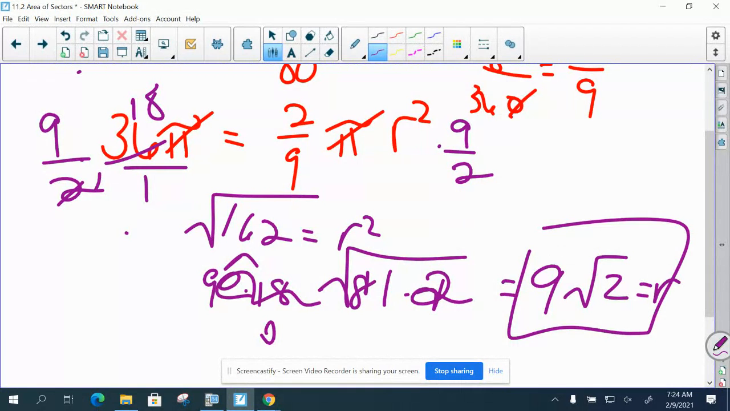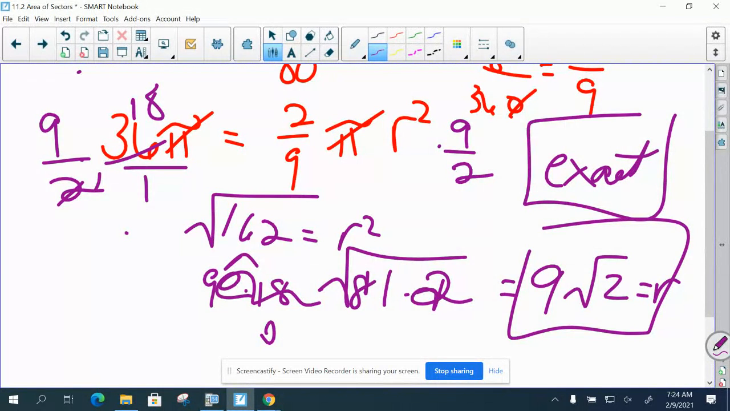And is that what they asked us to find? Yep, find the exact radius. So when it says exact, and I'll make sure you know this in the Edgenuity, when it says exact, that means simplest radical form. And if we wanted to be very precise, we would put a unit of feet.